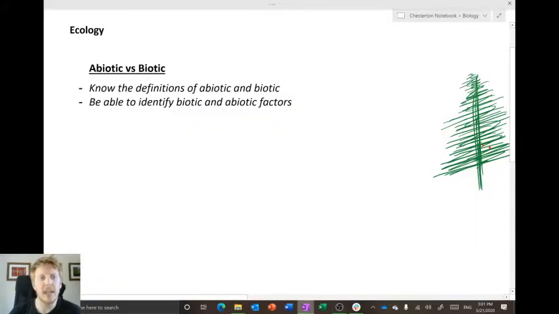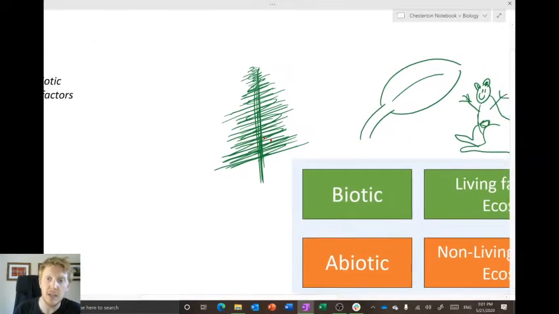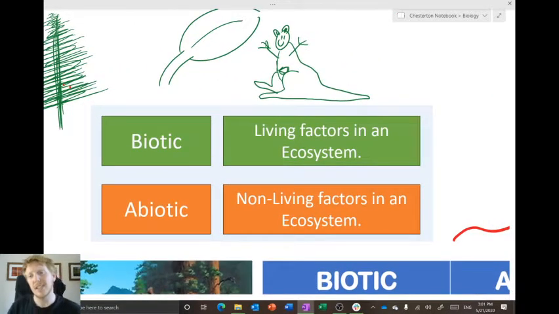So we're going to be looking at the abiotic and biotic factors as part of the ecology unit, looking at them within an ecosystem. So a biotic factor is a living factor in an ecosystem, and an abiotic factor is a non-living factor in an ecosystem.